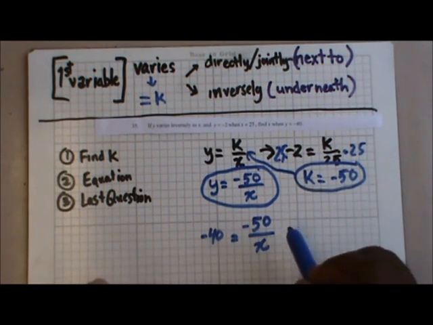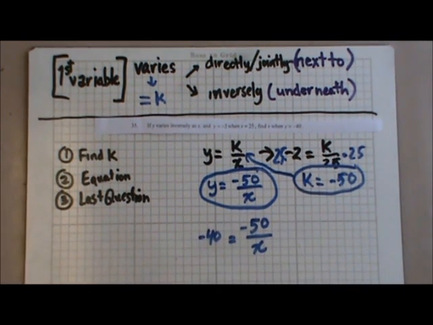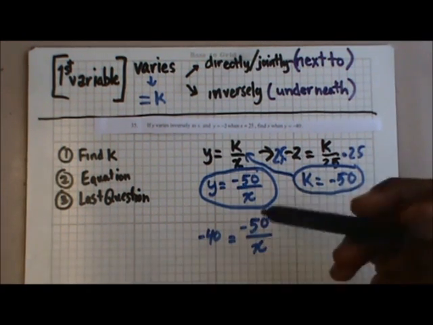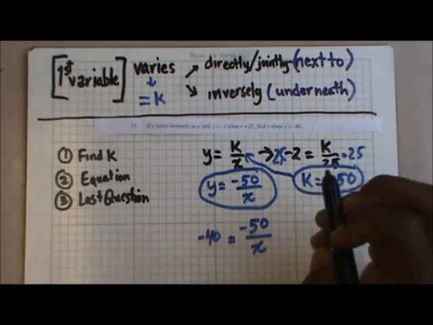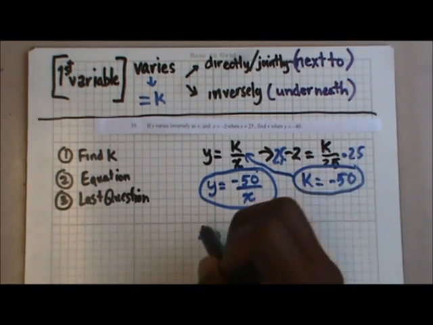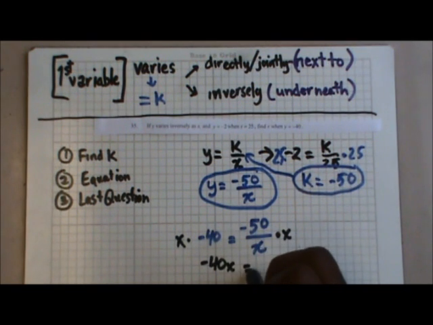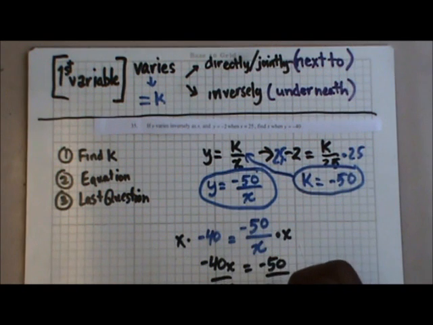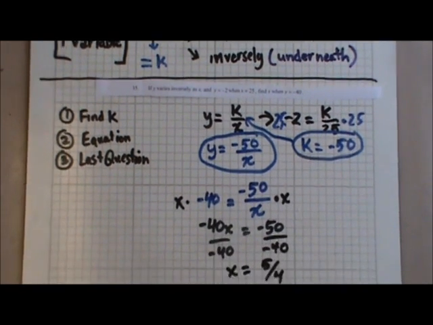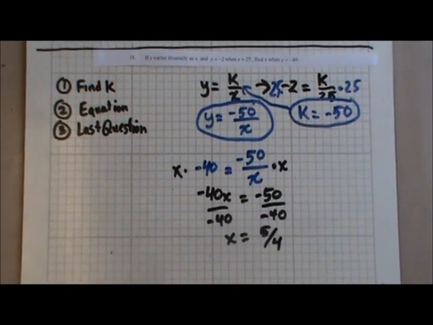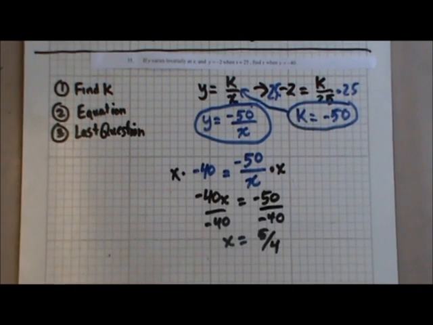All right, in this case, there are a couple of different ways you can do this. If you're just at a primary level of solving, we're going to multiply both sides by X. That'll give us -40X is equal to -50, and then divide both sides by -40. All right, that'll give us X is equal to 5/4. Now some people can get that answer a little easier than we got it, but that's how we got it.